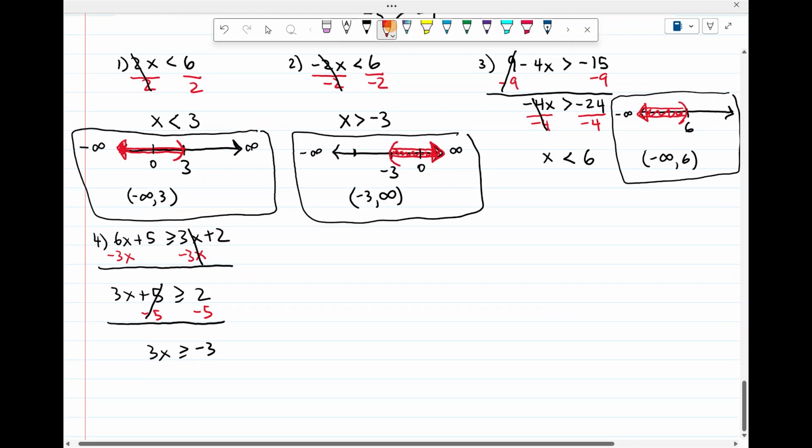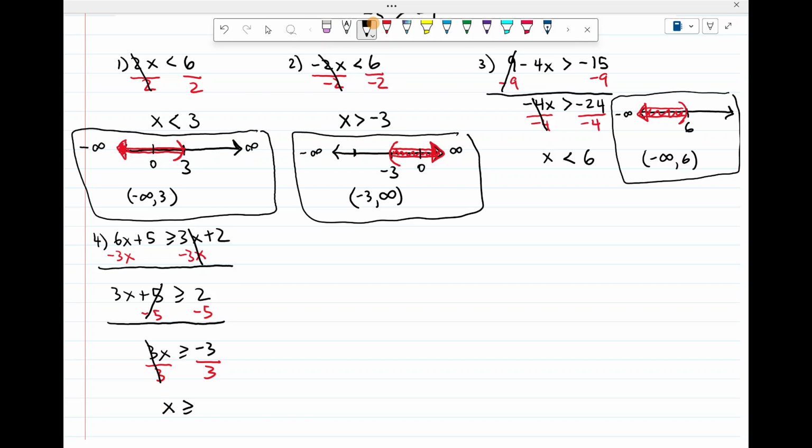And then I divide both sides by 3. Again, whenever you divide, pause for a second. Am I multiplying or dividing by a negative number? In this case, I am not. I'm dividing by a positive number, which means that my greater than or equal sign stays in the same direction. It stays a greater than or equal to sign. So this becomes x is greater than or equal to, and negative 3 divided by 3 is negative 1.